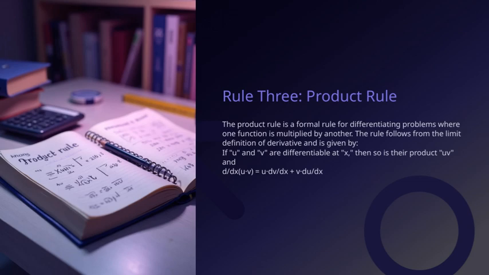The rule itself states that the derivative of the product, d/dx of u times v, is equal to u times the derivative of v plus v times the derivative of u. This rule is essential because it extends our ability to differentiate more complex functions built from simpler ones, and it ties back to the overall theme of understanding how functions change.